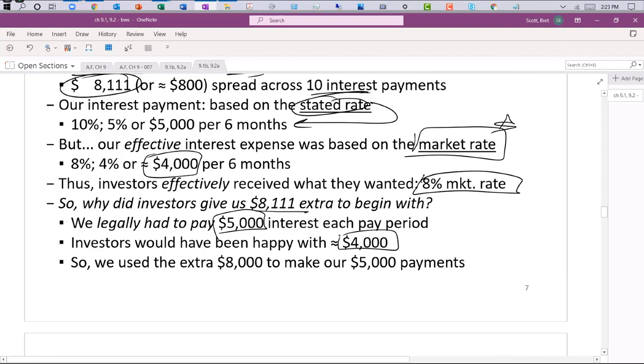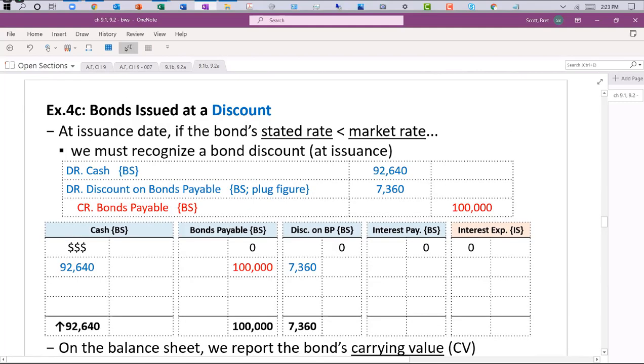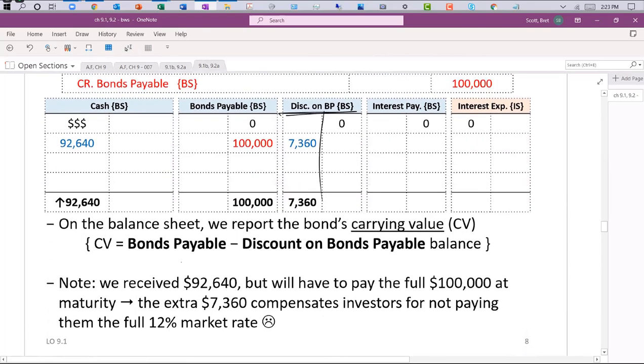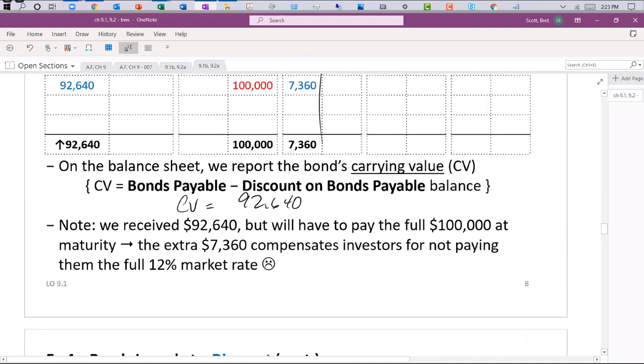That's how bonds work. When you issue bonds at a premium, people are giving more cash up front. We're using that extra cash to make those legally required interest payments. In the case where bonds are sold at a discount, it's the opposite effect. We're giving a cash payment that's going to be less than what they really want. So we start off with this discount on bonds payable. The carrying value we know is going to be below face, 92,640. This balance needs to be brought back up to 100,000 by the time the bond matures. So we're starting low and we're going to go up high.